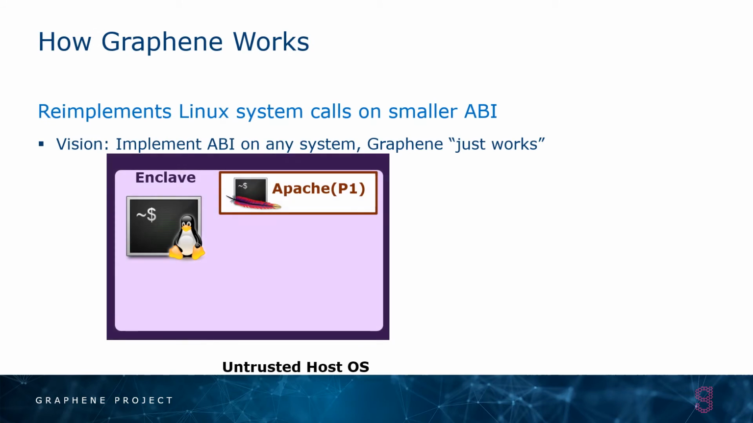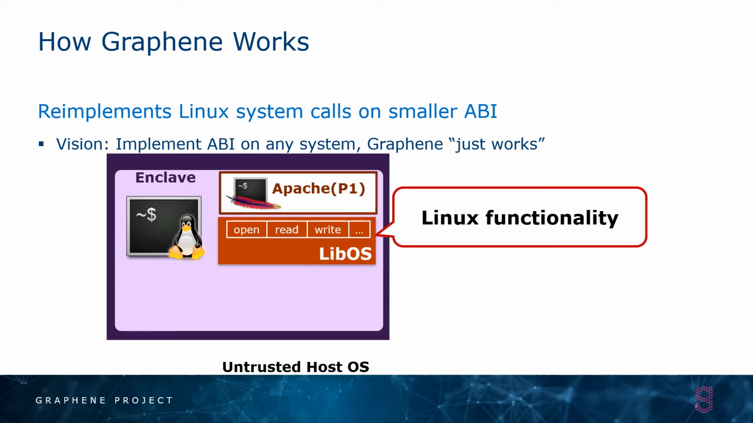So how does Graphene work? At a high level, Graphene re-implements the Linux system calls on a smaller ABI. The idea is that if we can implement this small and simple ABI on any system, the rest of Graphene will just work. For instance, suppose we want to run Apache inside of an enclave on an untrusted host. We use the Graphene library OS to implement all the standard system calls like open, read, and write, and so on, as an application in the enclave or application address space. This is how we provide Linux functionality.